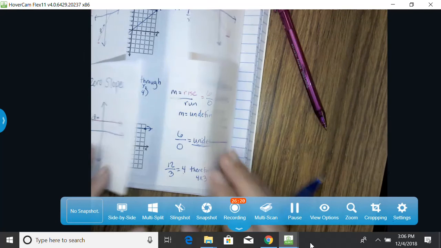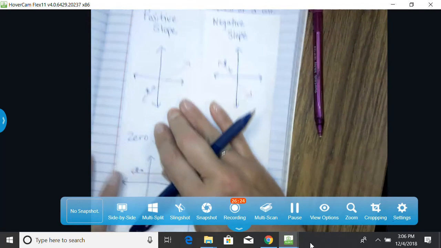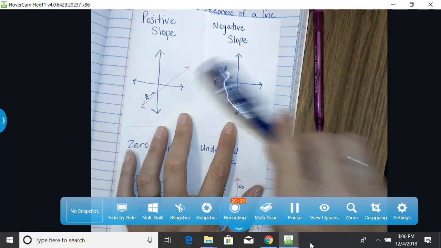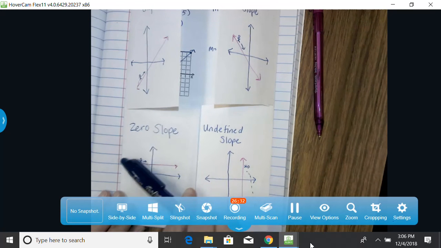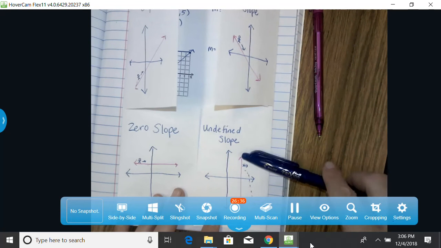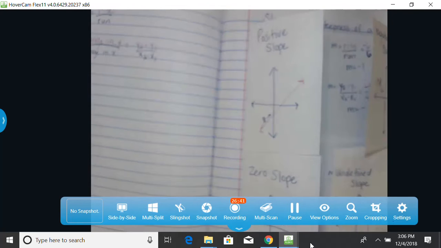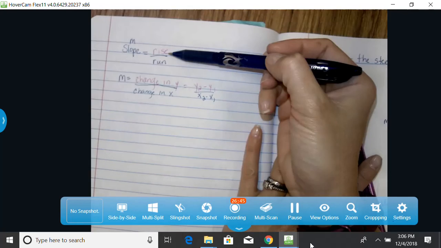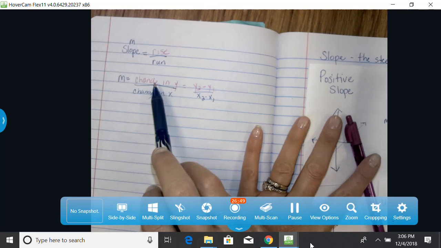So those are your 4 different types of slope. Positive slope, going up. Negative slope, going down. 0 slope, a horizontal line. And undefined slope, a vertical line. Slope is the steepness of a line, and there's 2 ways that we can calculate it. We can count rise over run, or we can calculate the change in y over the change in x.